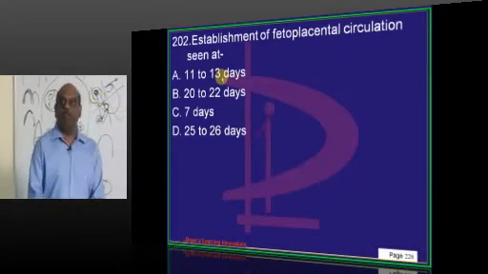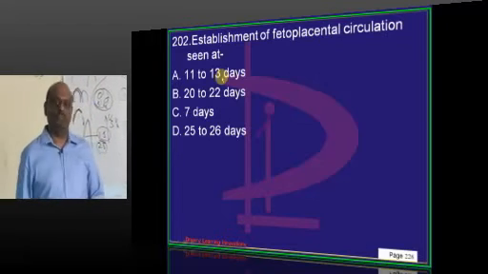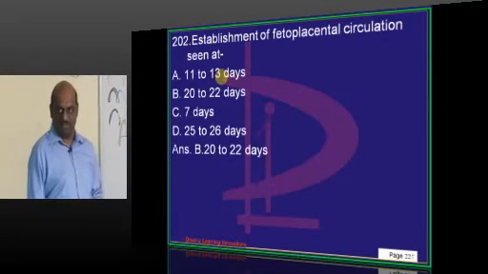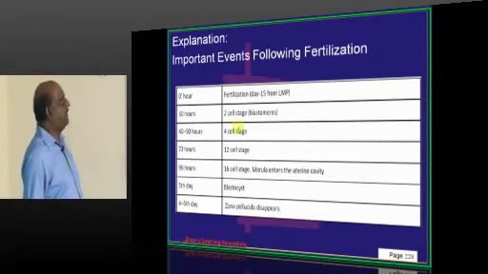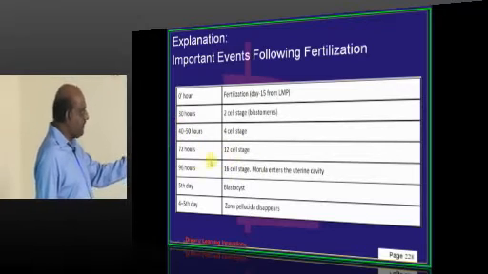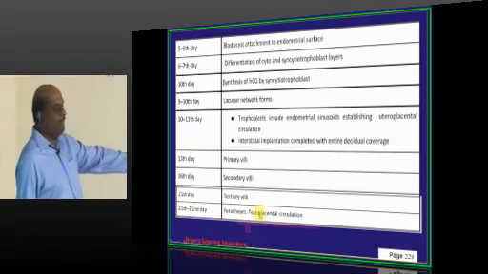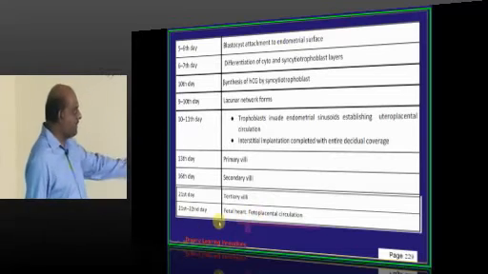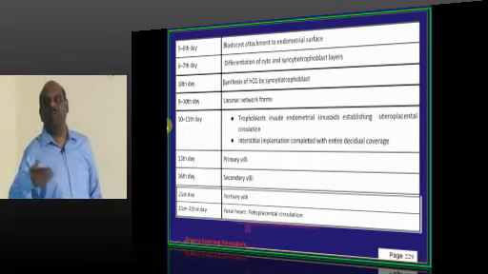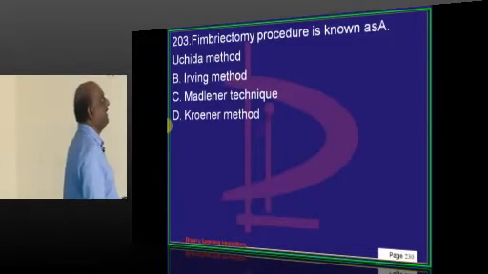Now, feto-placental circulation, how much time does it take to establish? So you must know this timetable. 2 cell stage 30 hours, 12 cell stage 72 hours, blastocyst 5th day, and feto-placental circulation establishes around 3 weeks is what you need to remember.